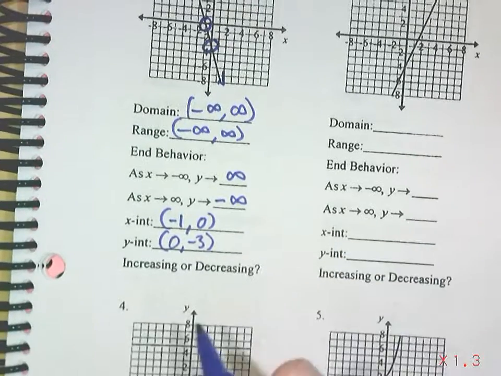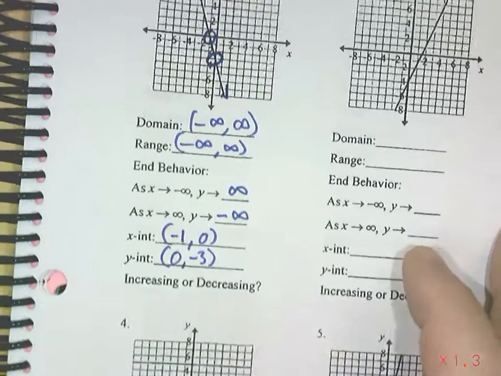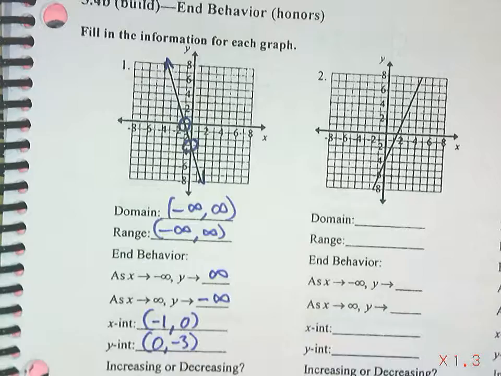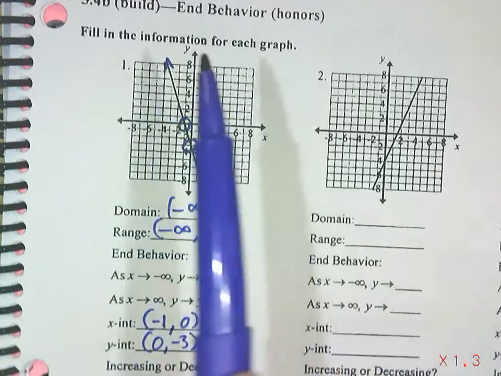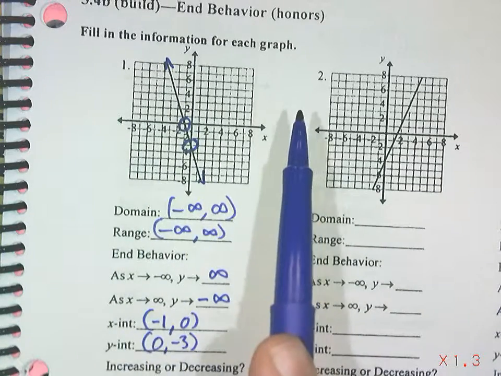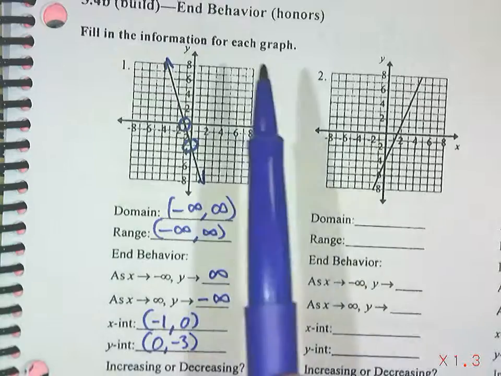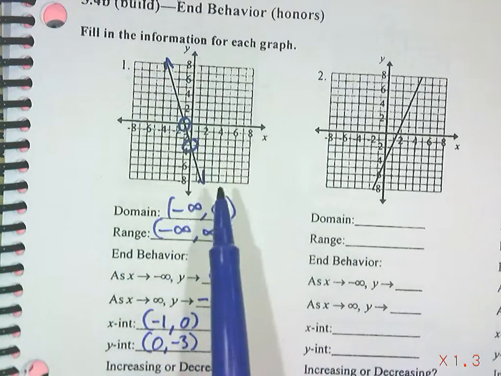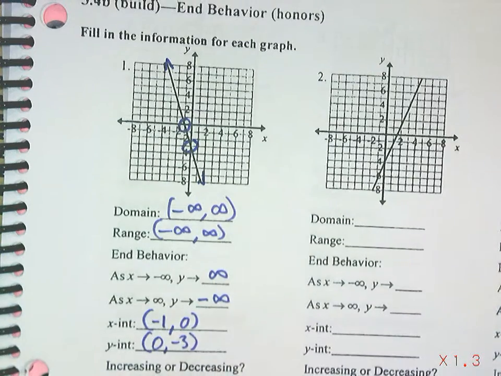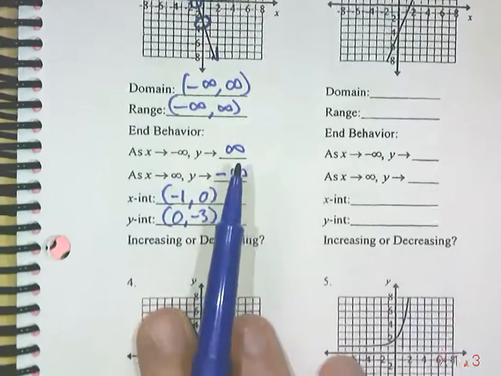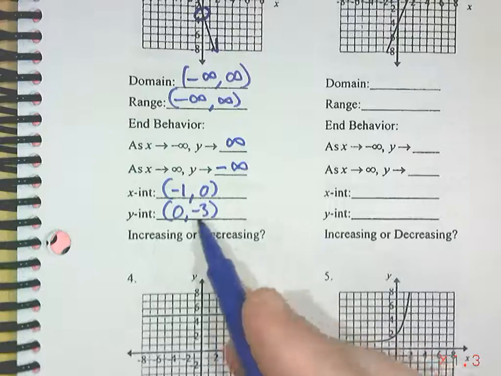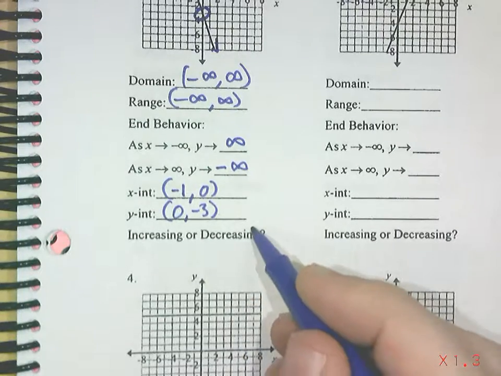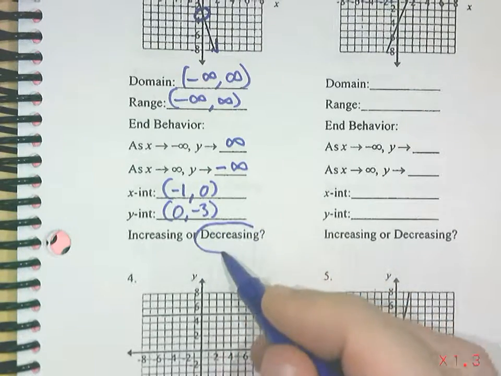Then the last part is: is it increasing or decreasing? So when we read a graph, we always read from left to right. Okay? So if we look at a line as we go from left to right, what's it doing? Oh, look, it's going down. Another word for down would be decrease, right? So this one is an example of something that is decreasing.